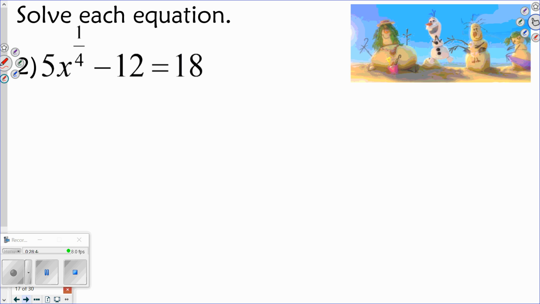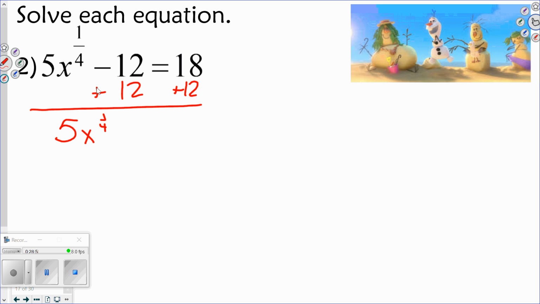So number 2, what do I have to do first? Add the 12. So 5x to the 1/4 equals 30. Divide by 5. Now this one didn't have a parenthesis, which means that 1/4 is only attached to that x. That's it. So whatever that fractional exponent is attached to, that's the part you get by itself.